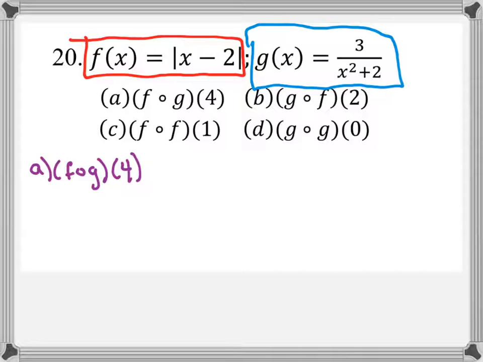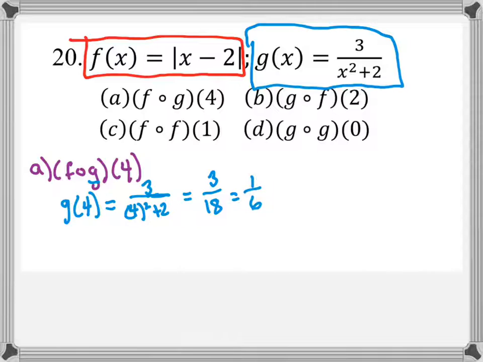f of g of 4. So my rightmost function is g. We're going to find g of 4 first. So substituting 4 in for x in the g function, we get 3 over 4 squared plus 2, or 3 over 18, which simplifies to 1/6.